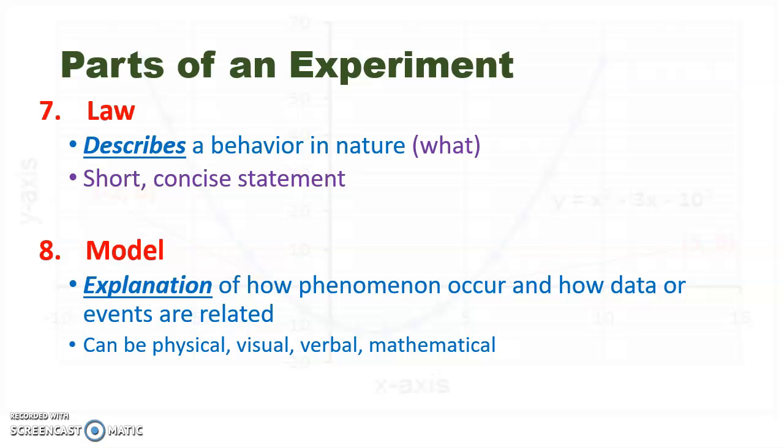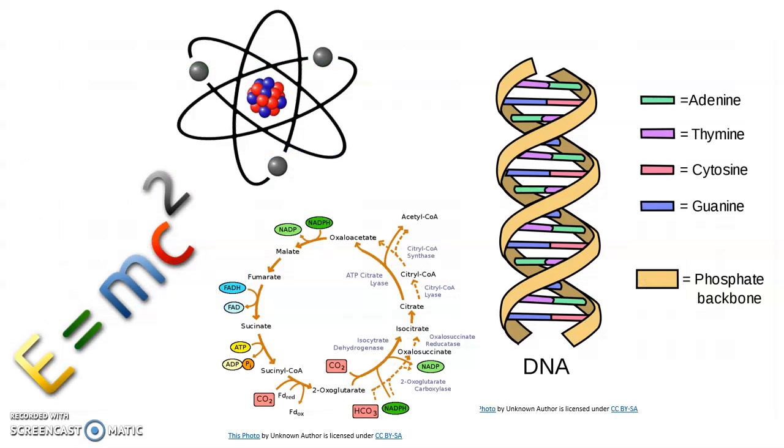Now models. Models are an explanation of how a phenomenon occurs and how data or events are related. Now these can be physical, visual, verbal, or mathematical. So you create a model of how something works, how something is structured. So examples here, we have E equals mc squared. That would be a mathematical model of explaining a phenomenon in the universe.